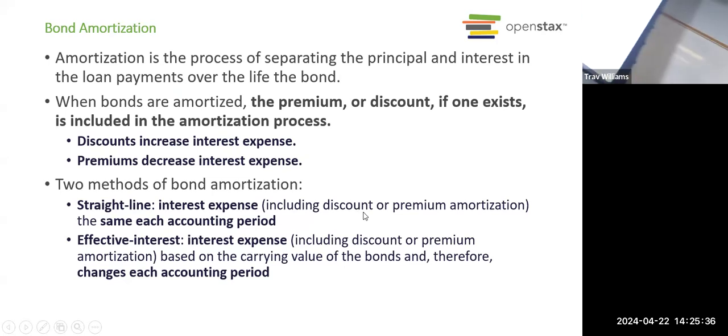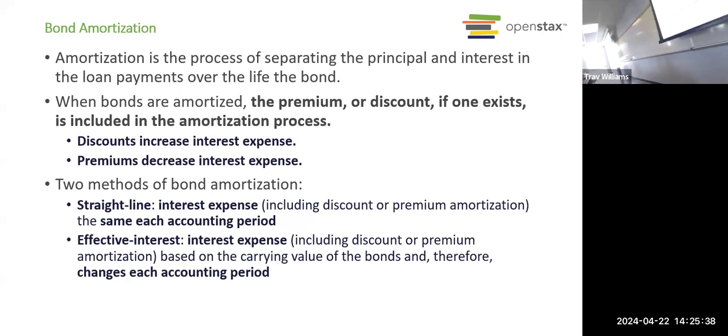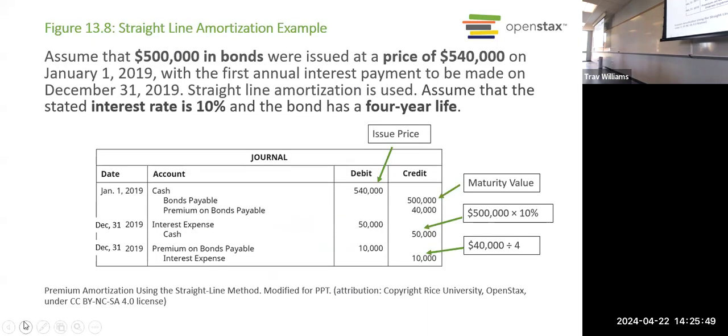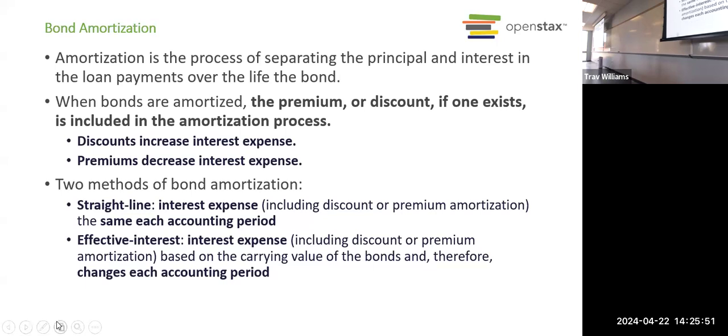All right, so we just amortized a couple loans, right? Now let's look at bonds. As it says here, when bonds are amortized, so the same thing we did with loans, we can do with bonds. When you amortize a bond, the premium or discount, if there is one, because remember, some bonds are sold at par value. There's no premium, there's no discount.